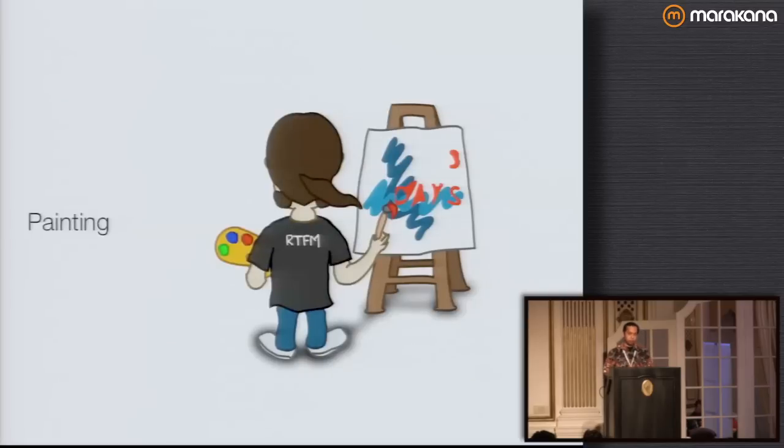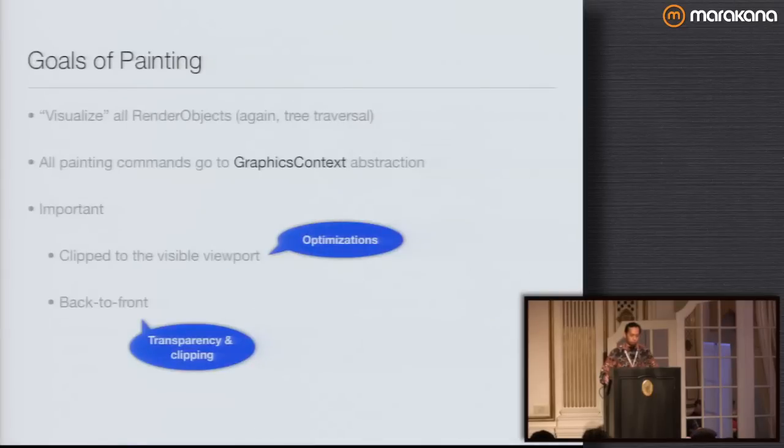So we got the document, it's parsed, it's constructed as DOM tree, and then the layout process creates the render tree. Now, how do we paint that? So the goal of painting is obviously to visualize all the render objects as pixels on your monitors.